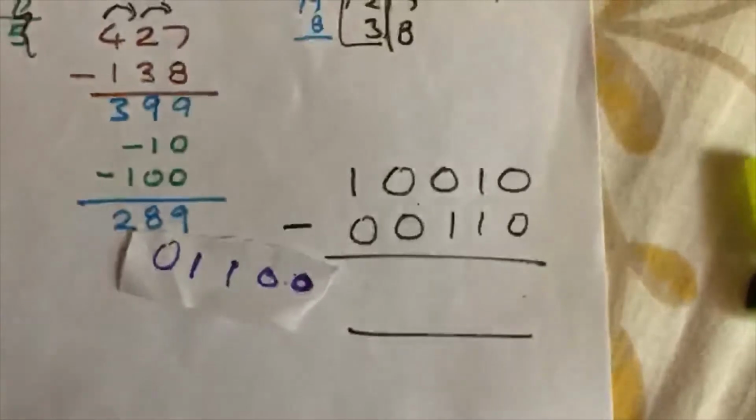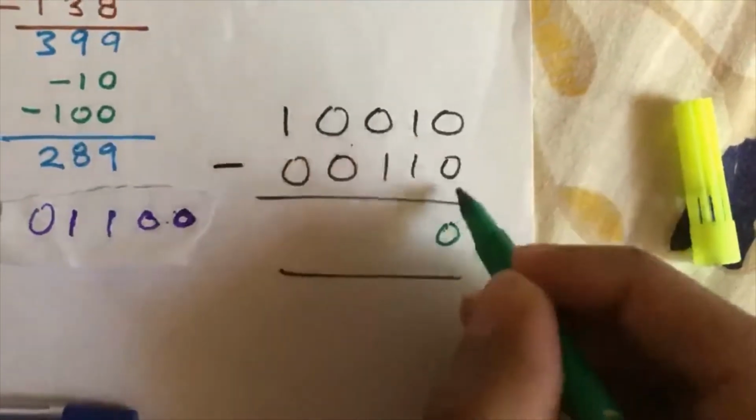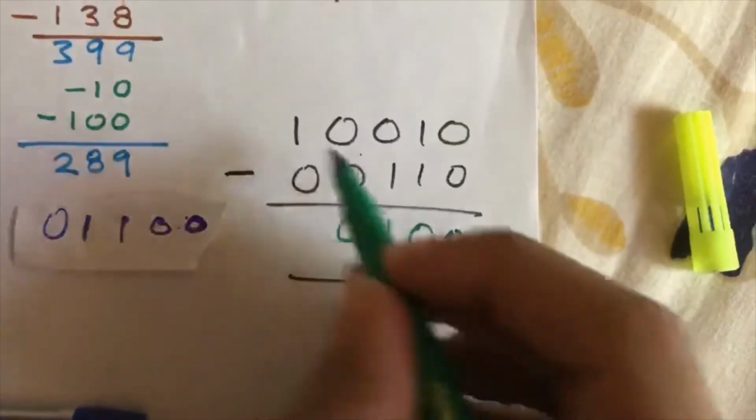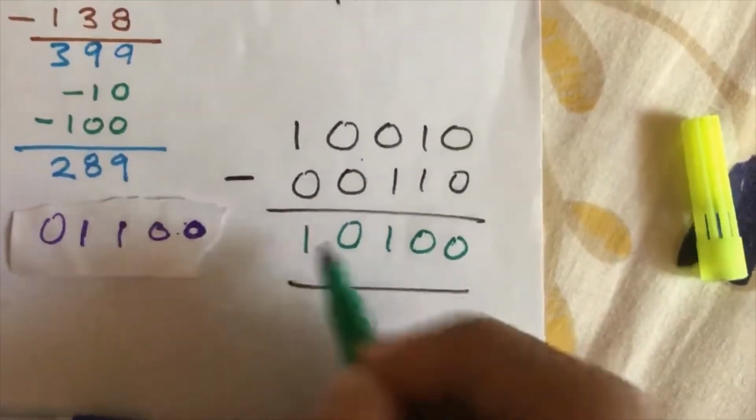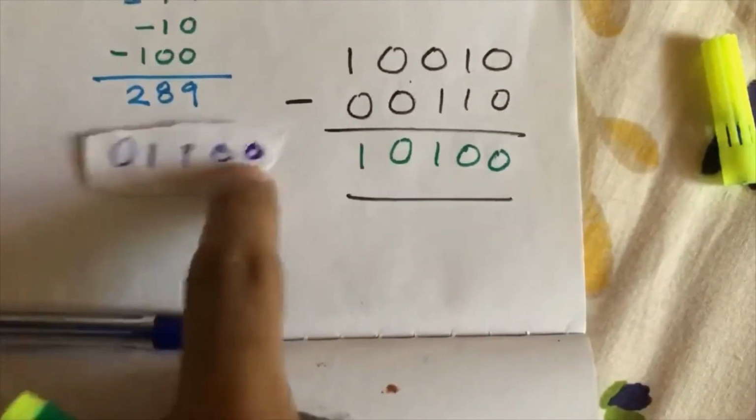XOR operation. While doing the XOR operation, we get 0 0 gives 0, 1 1 gives 0, 0 1 gives 1, 0 0 gives 0, 1 0 gives 1. So from this we need to get to this.